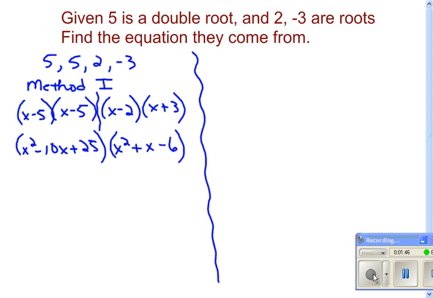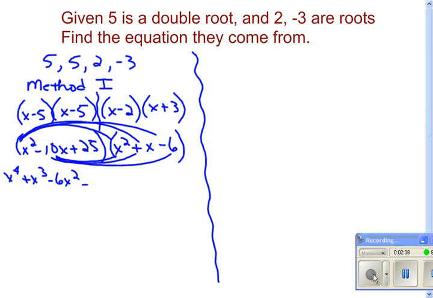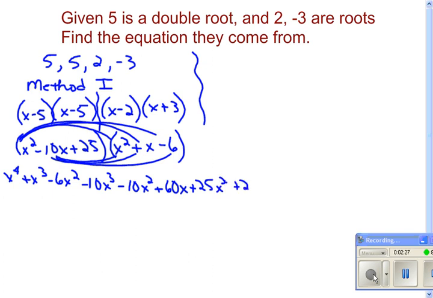And then you're going to have to multiply those out again. And how you do that is you take the x squared times each of those. So x to the 4th plus x to the 3rd minus 6x squared. And then you take the negative 10x times each term. So negative 10x to the 3rd minus 10x squared plus 60x. And then you're going to take the 25 times each of those. So plus 25x squared plus 25x minus 150.